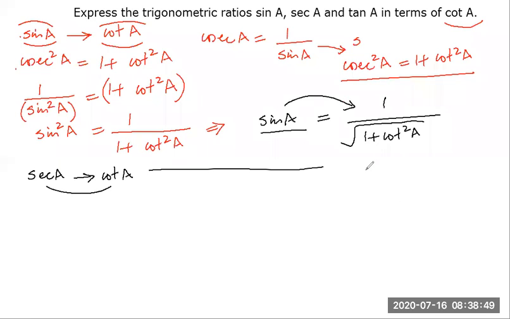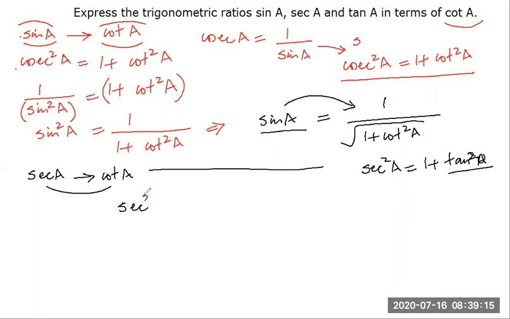The second one. What? Secant square A is equal to 1 plus tan square A. Correct. And you know tan A is the reciprocal of cot A. So I will replace tan A by cot A. So I directly get the answer. How? Let me use blue color.